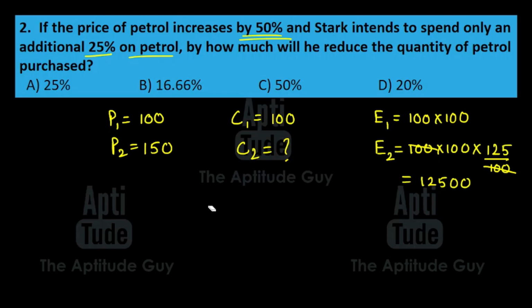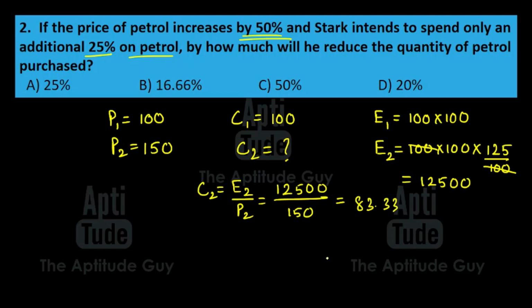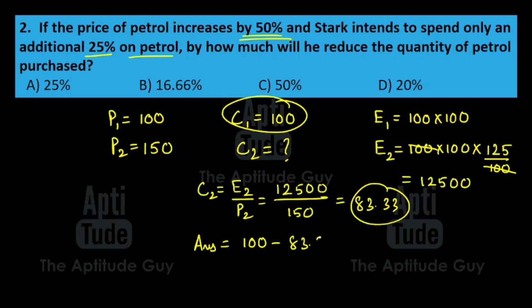Now we do the same thing that we did in the previous question. Consumption is equal to expenditure divided by price. So we have 12500 divided by 150. When you solve it, you will get 83.33. So what is the final answer? Initial consumption was 100 liters. The new consumption is 83.33. So the answer, of course, is 100 minus 83.33, which is equal to 16.66%. The answer is option B.